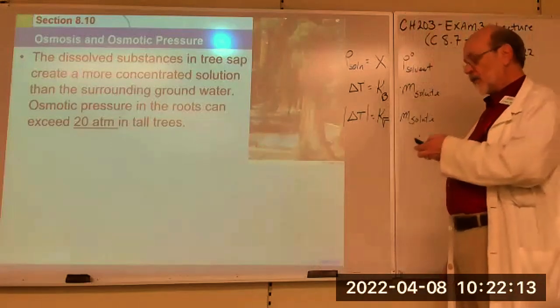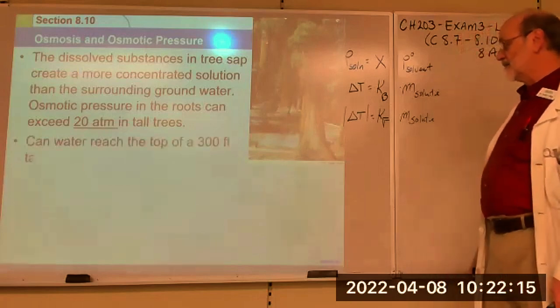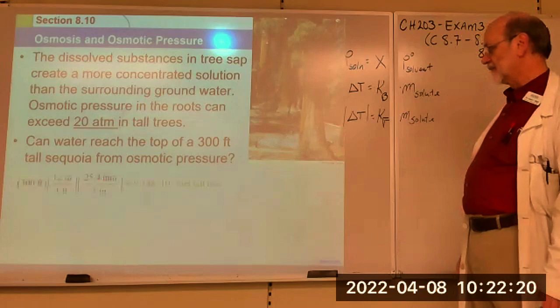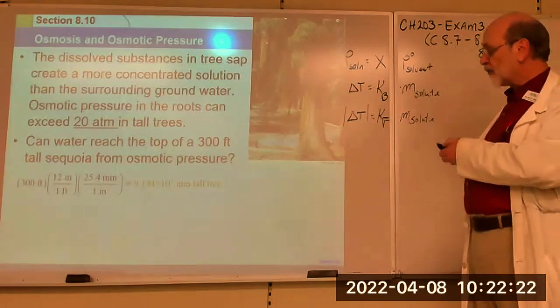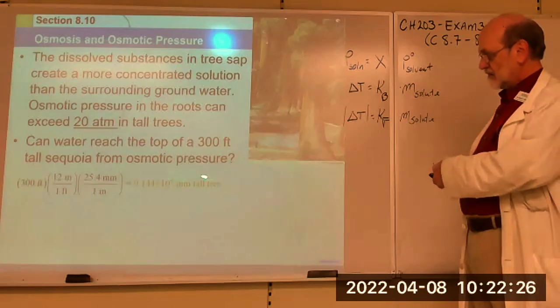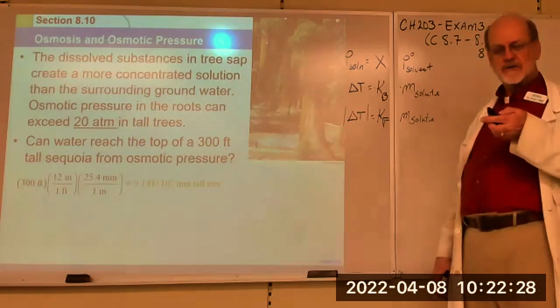Okay. So we can calculate, is that enough to reach the, say, 300 foot tall sequoia? If it's got to go 300 feet, well, that's this many millimeters. First, I convert it to millimeters.